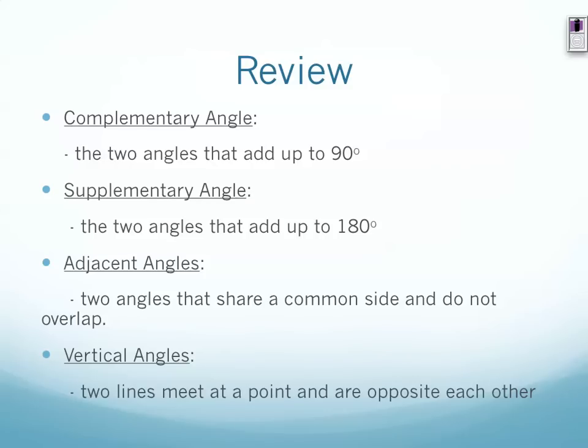We have supplementary angles, the two angles that add up to 180 degrees. Again, they'll be next to each other, and if you take the two angles and take their sum, it will add to 180. Then you have adjacent angles. Those are two angles that share a common side and do not overlap. You have your vertical angles, which are two lines that meet at a point and are opposite of each other. I like to remind students that the vertical angles will share a vertex. So where the two lines cross, they share that vertex.